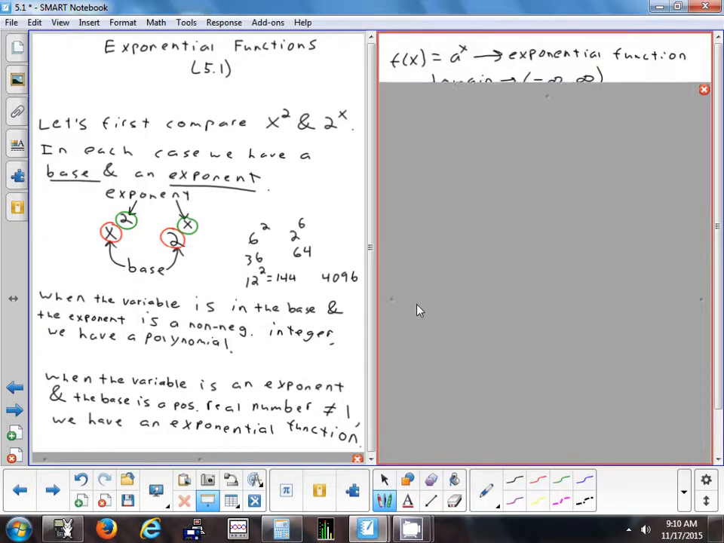So your domain is negative infinity to infinity. And as a reminder, in an exponential function, the base can't be 1. We just said that.